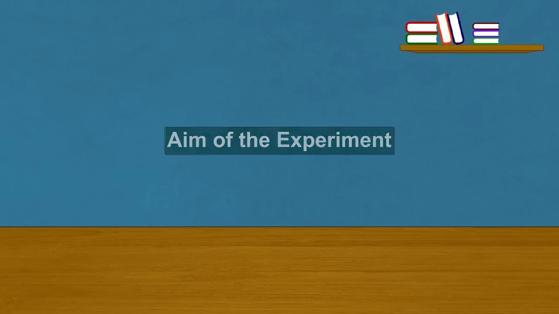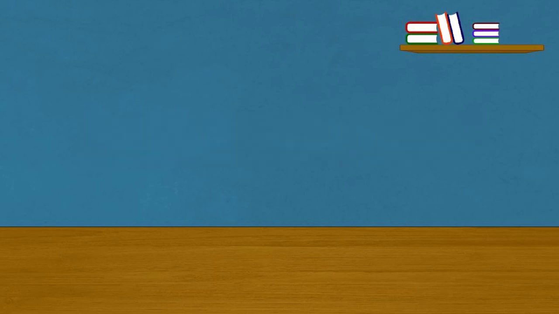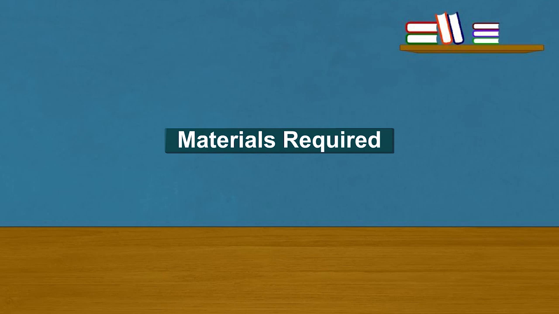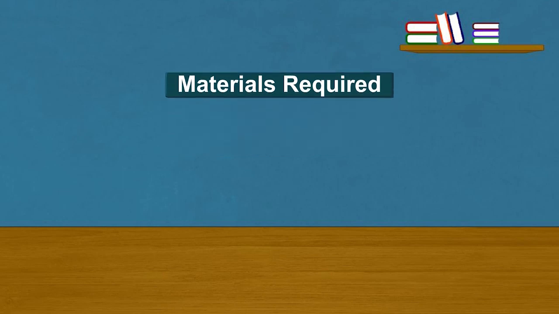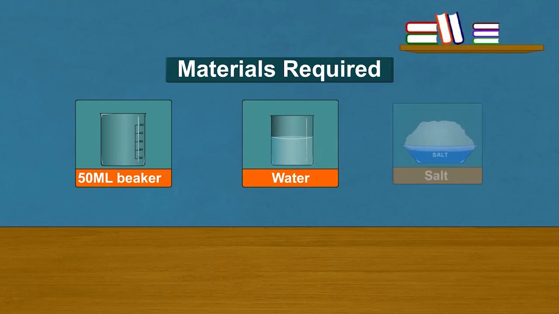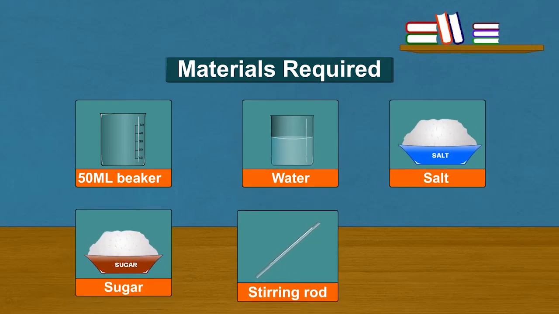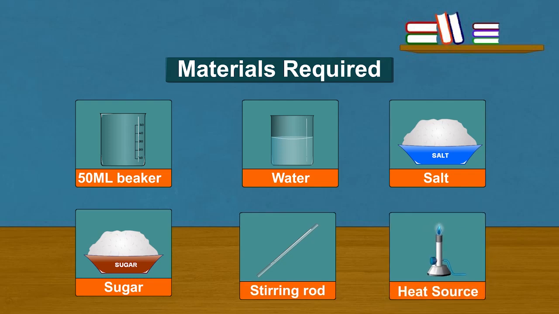Activity. Aim: to understand the effect of temperature on the solubility of a solute. Materials required: 2 beakers, 50 ml each. Water, salt, sugar or barium chloride, stirring rod, heat source.